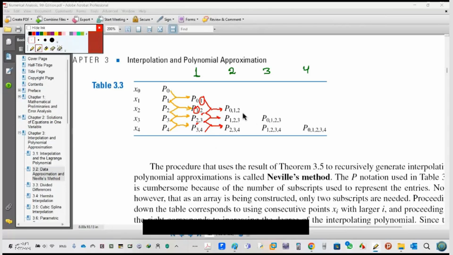On the same thing, B0,1, 1,2. See 1,2 with 1,2. So here gives me B0,1,2,3. Another one, 2,3 with 2,3. So that gives me B1,2,3,4. Last one is this. I have 1,2,3,4 and 1,2,3, 1,2,3. So those two values give me B0,1,2,3,4.